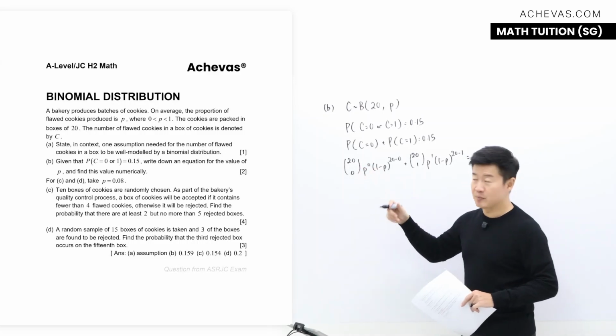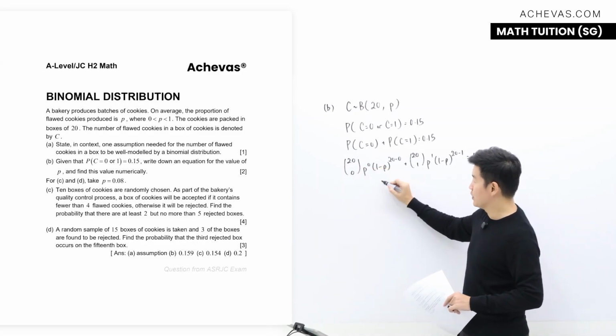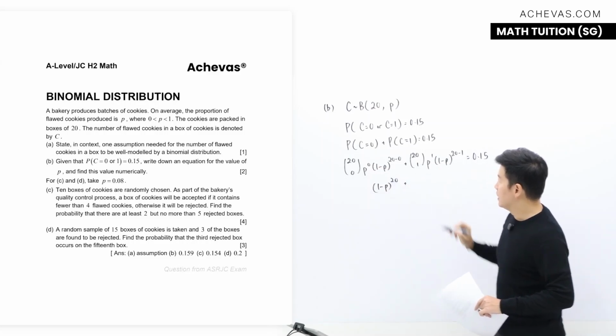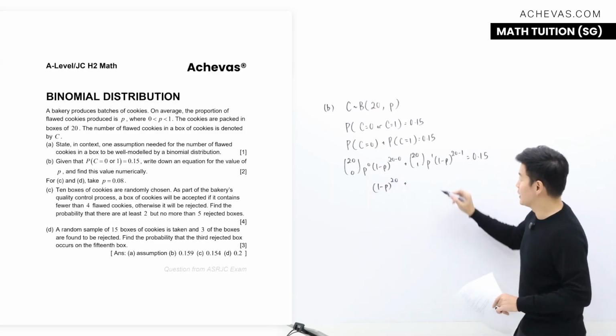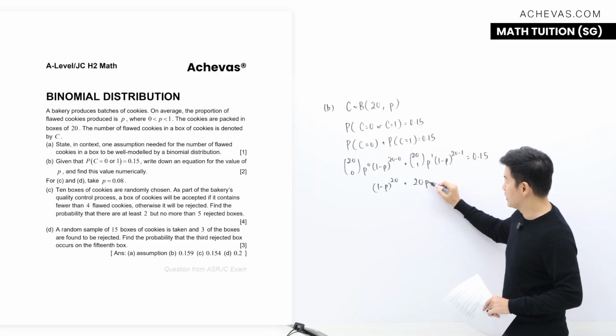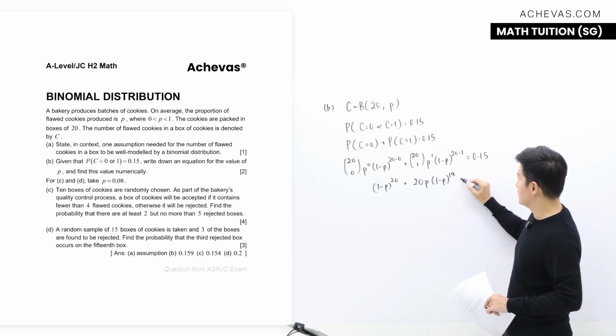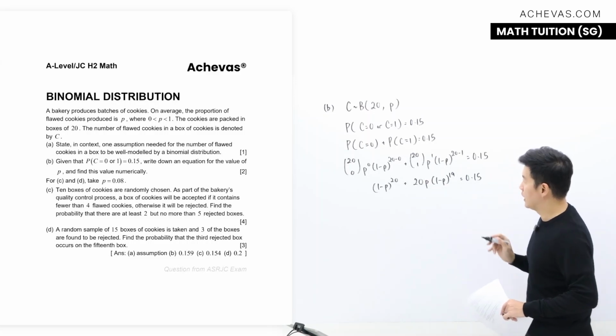20 choose 0 is going to be 1, and P to the power of 0 is also going to be 1. So here it's going to be 1 minus P to the power of 20. 20 choose 1 is equal to 20. So this will be 20P times 1 minus P to the power of 19, which is equal to 0.15.